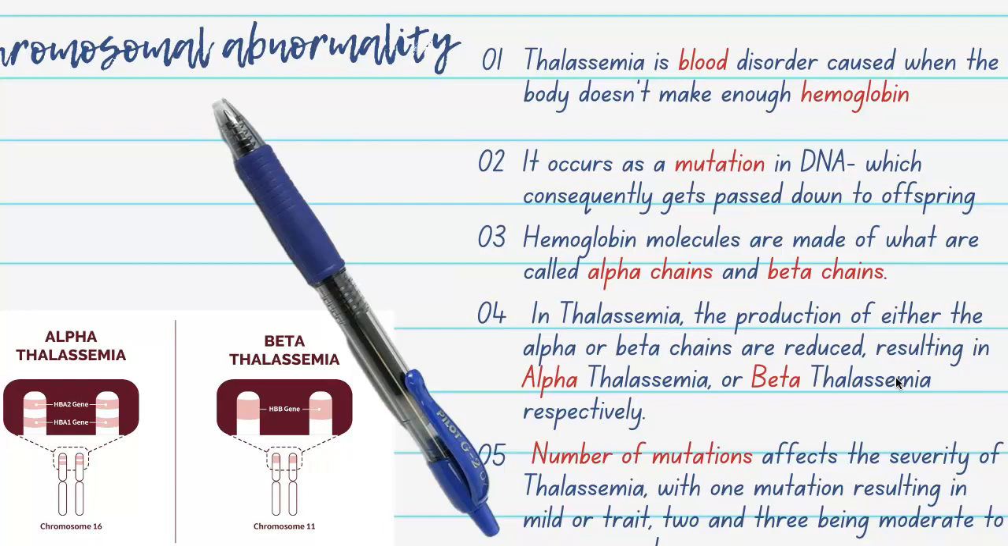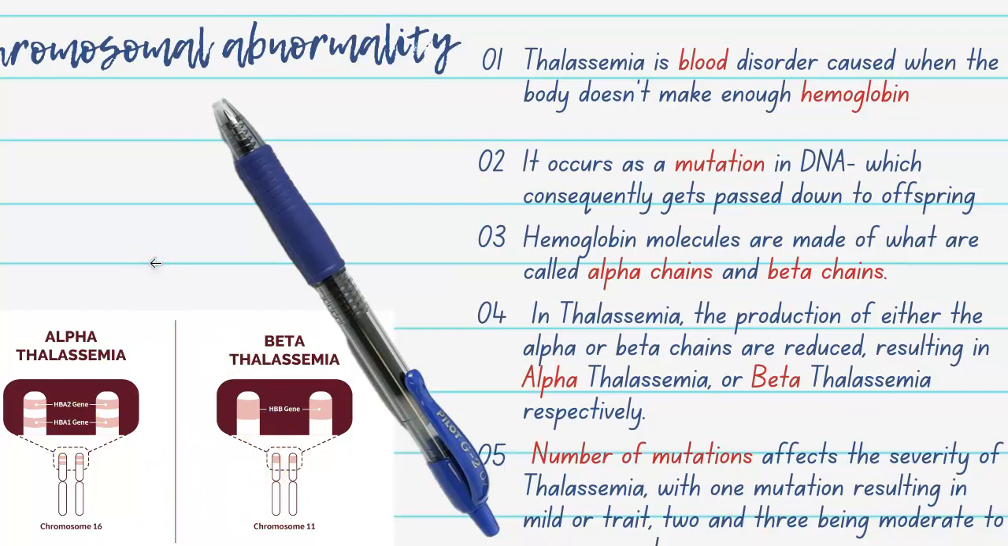And hemoglobin molecules are made of what are called alpha chains and beta chains. And in thalassemia, the production of either the alpha chain or the beta chain is reduced, resulting in alpha thalassemia or beta thalassemia respectively, as you can see by the diagram I've provided over here.